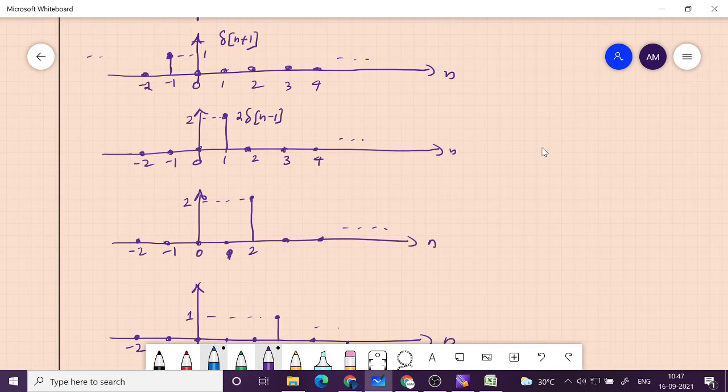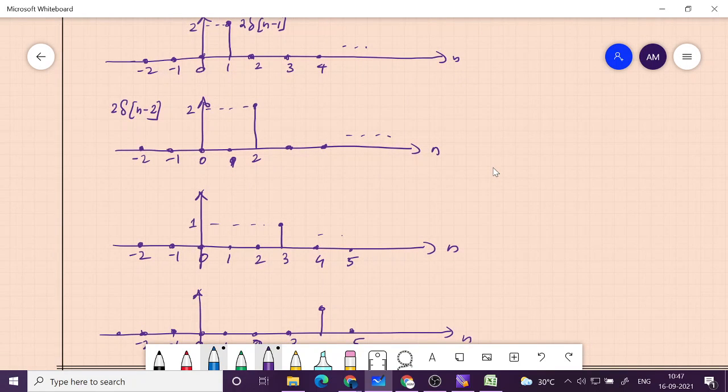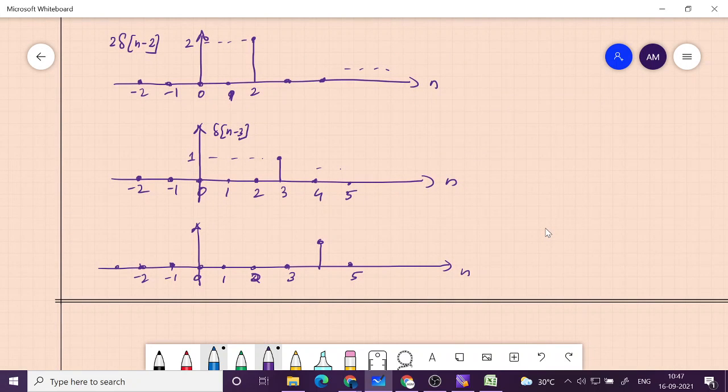So the next one, similarly, what name can I give for this one? 2 times delta of n minus 2. Correct, very good. Next one, delta of n minus 3. Okay, amplitude is 1. If it was different, I could have given that. Then delta of n minus 4. So I got it, right?